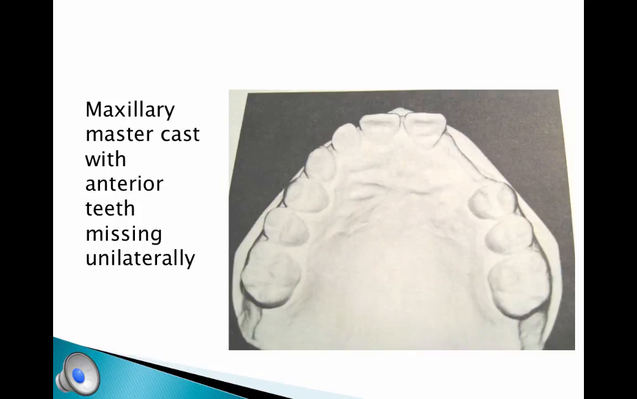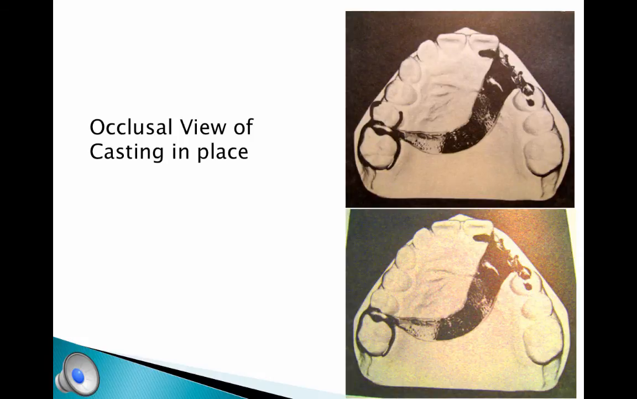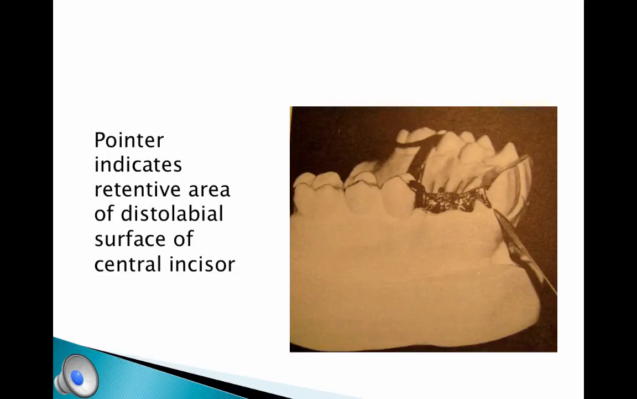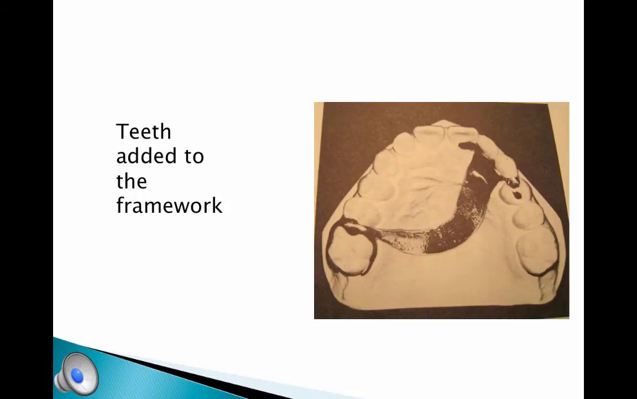Here is a picture of that anterior unilateral edentulous space that can be utilized for the rotational path. Here are a couple of the designs that can be utilized in this particular case. The pointer is showing the retentive area on the distal labial surface of the central incisor. Teeth have been added to the framework. It looks to be a case where facings may have been used to replace the missing teeth. Base attachment may also be utilized in this type of case.